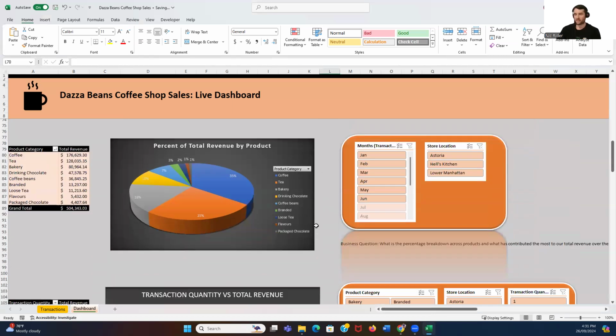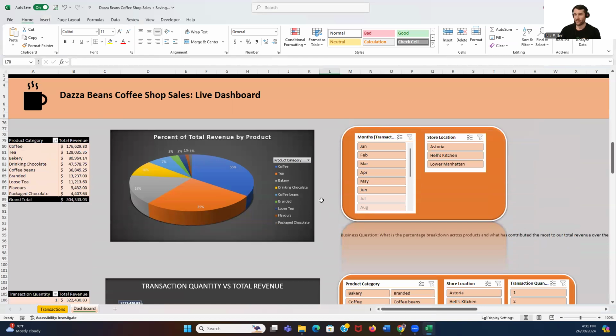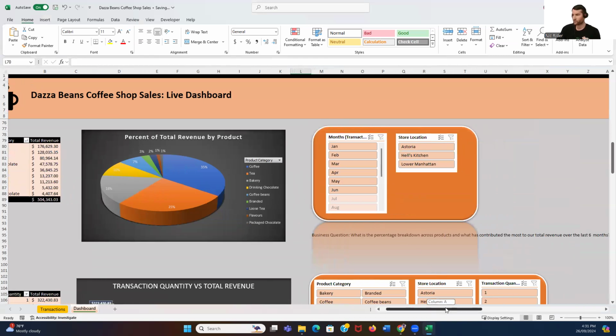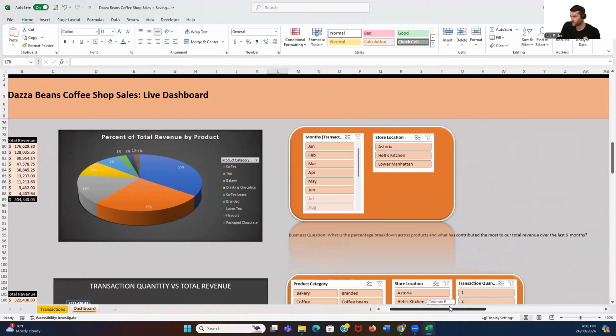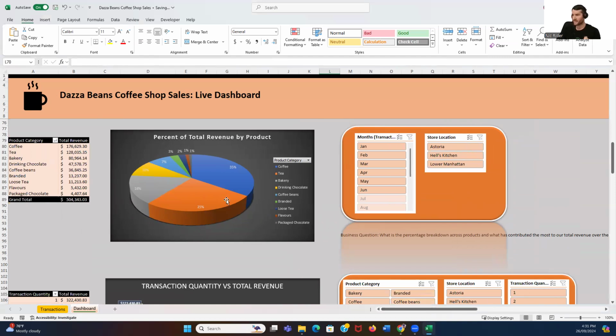Now, for the next graph we've got here, he's asked, what is the percentage breakdown across products, and what has contributed the most to our total revenue over the last 6 months? So for the breakdown across products, straight away you can just look at the percentage here on the graph.